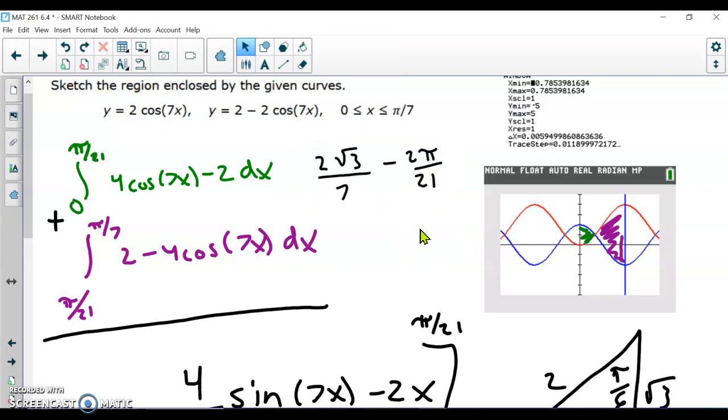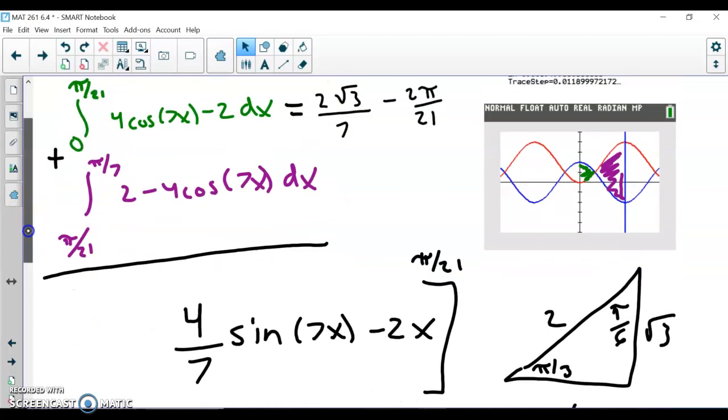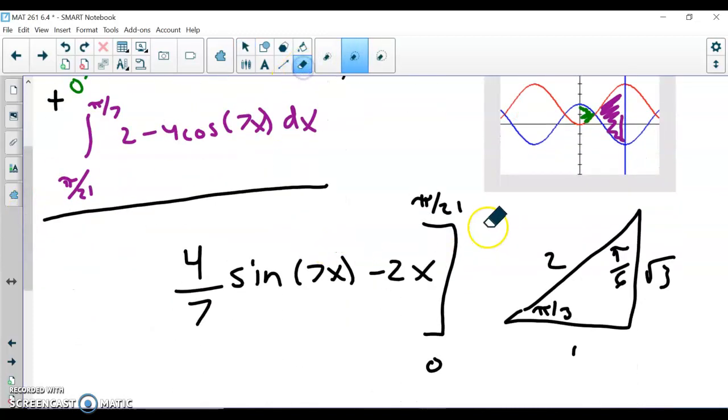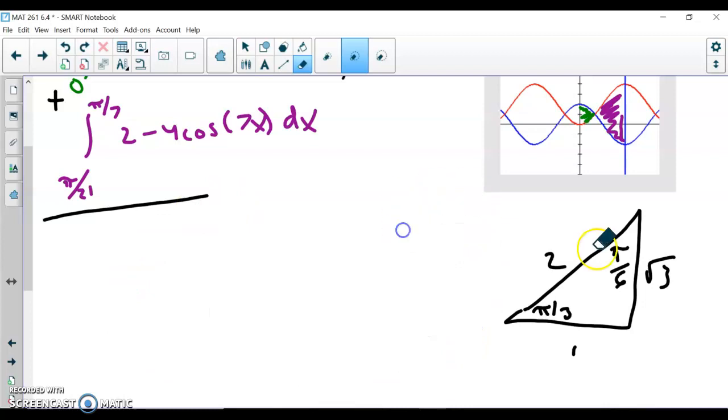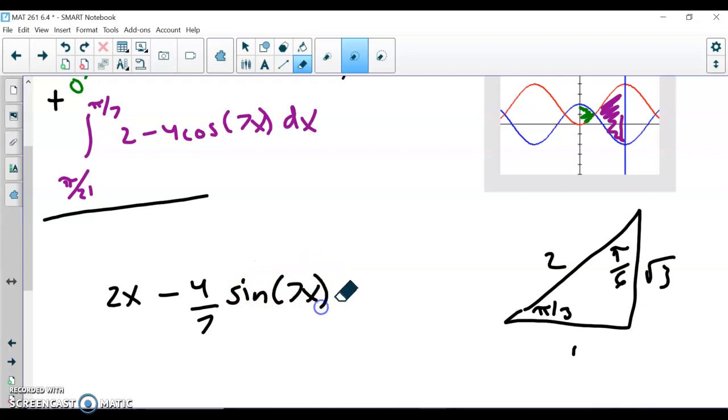And then we have to do the second half of the interval here. It'll just be another sine function, but I'll leave the right triangle up again. So for this bottom piece, we've got 2x, and we already said it's a u sub, but it's the same thing. So it's going to be minus 4/7 sine 7x. And then this time, we've got pi over 21 and pi over 7.